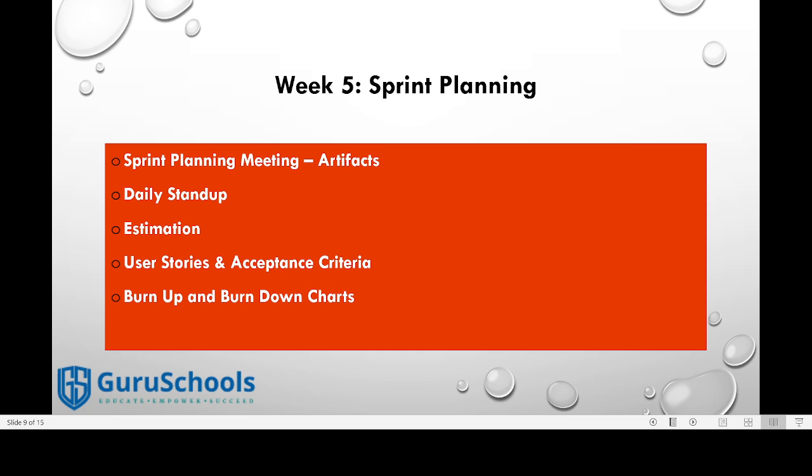What is a daily stand-up? How do we go ahead with estimation of various user stories that are written? What are essentially user stories and how can we define the acceptance criteria within them? What are burn up and burn down charts? All these tools will essentially facilitate a very smooth functioning of the entire sprint and sprint planning, so to say.